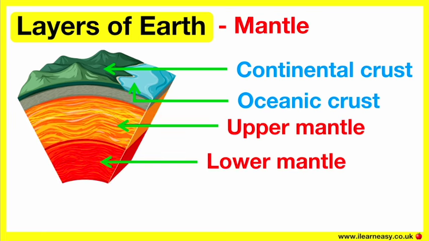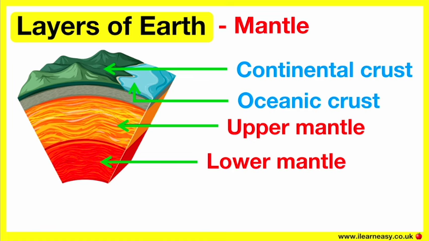The mantle. The mantle is the thickest and largest section of the Earth. The mantle makes up about 85% of the total mass of the Earth. It's about 2,900 kilometers thick. This layer is made up of very hard rocks and hot solid rocks. A lot of the planet's mantle consists of magma. Magma is liquid or semi-liquid rock in the Earth's surface.